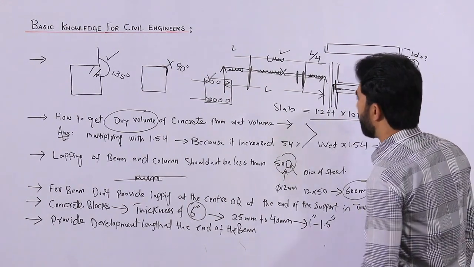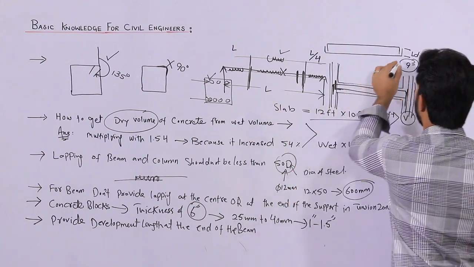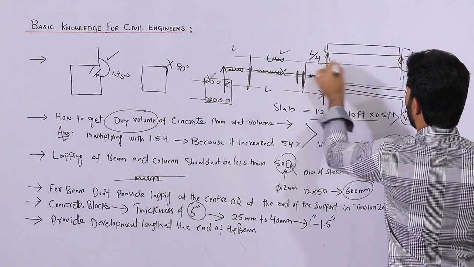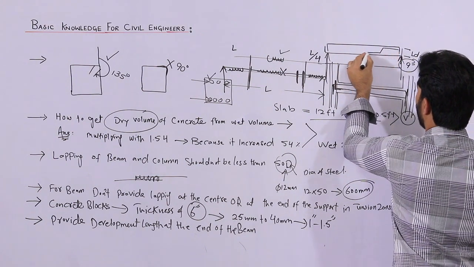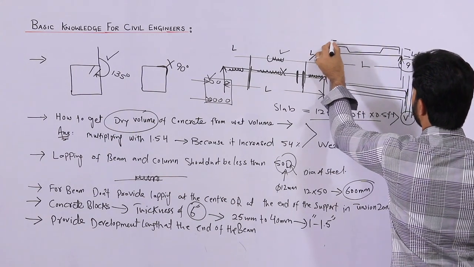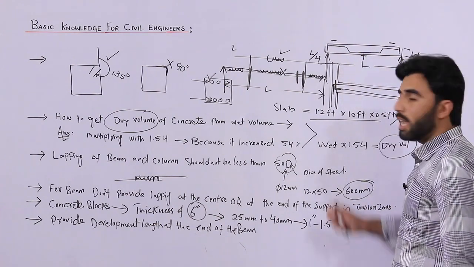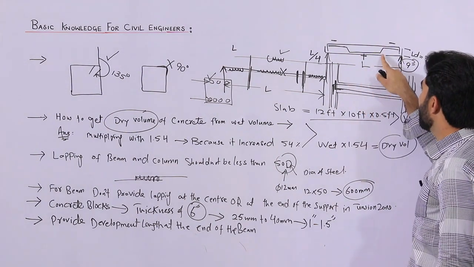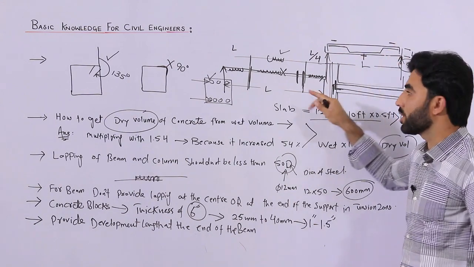Next question, guys, is also very important to know. At the end of the support, as I told you, this is one support and this is the other support. This is L, the length between two columns. At a distance of L by 4, you should provide a crank bar or bent up bar. Here we have negative bending moment, and there we have positive bending moment. L by 4 means the length between two columns should be divided by 4. So at a distance of L by 4, you should provide a crank bar or bent up bar or extra steel rods to resist negative bending moment.